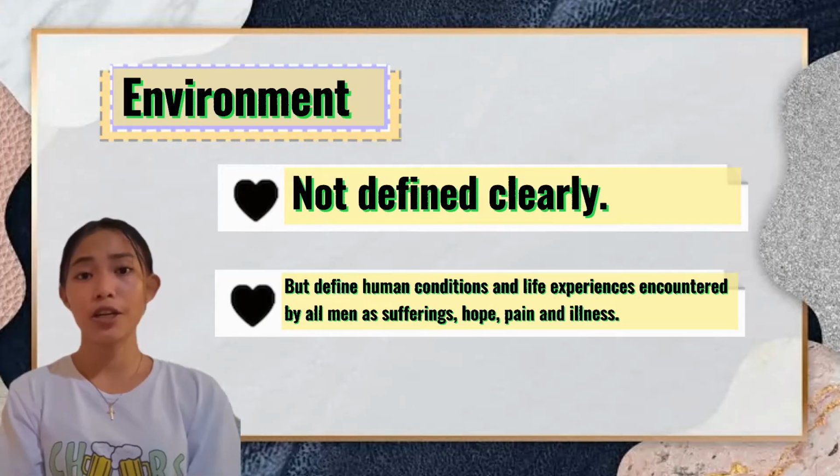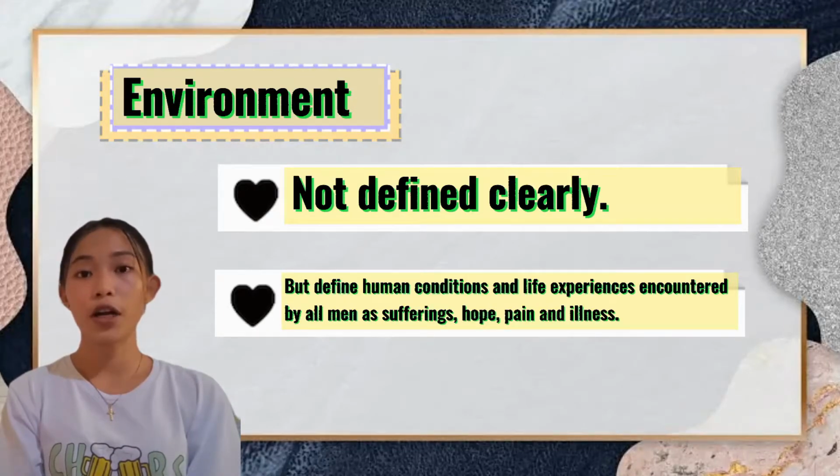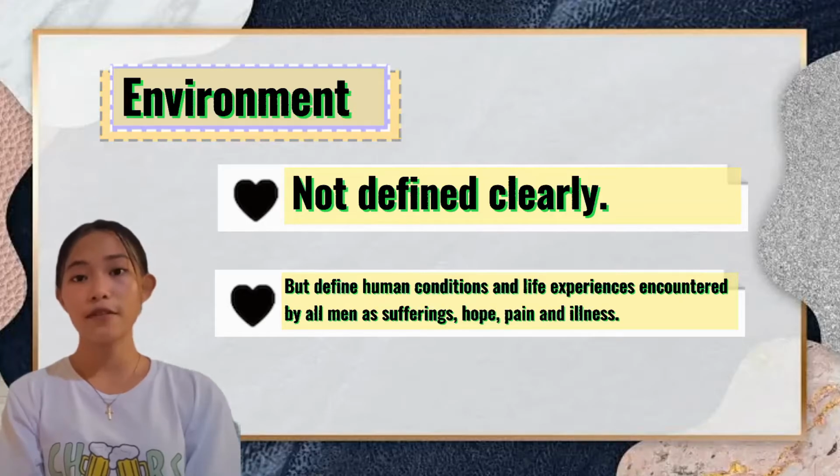Environment is not clearly defined, but she defined human conditions and life experiences encountered by all men, which are suffering, hope, pain, and illness. Therefore, Travelbee refers that the nurse should be observant of the patient in the place where the patient is present, so that the nurse can observe and determine immediately if the patient is in need.